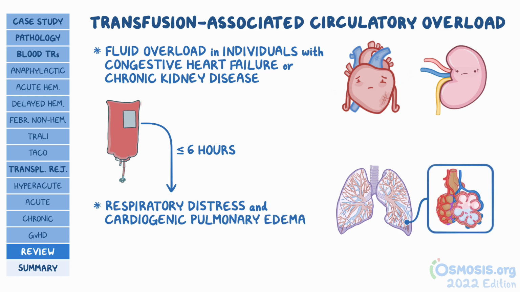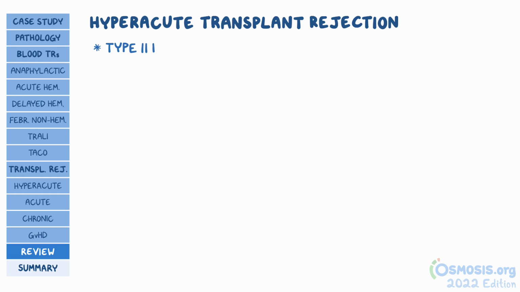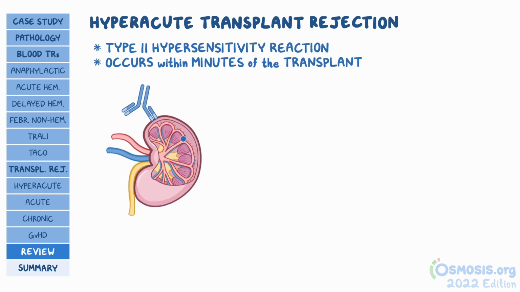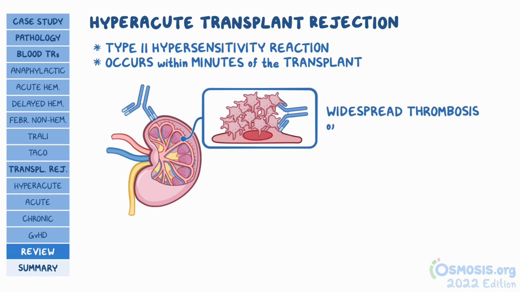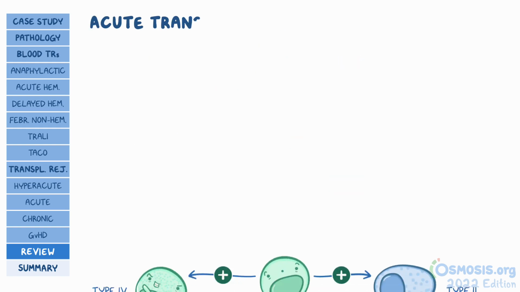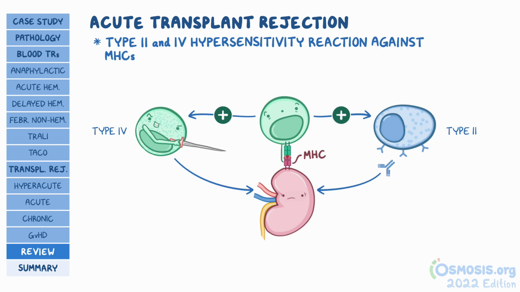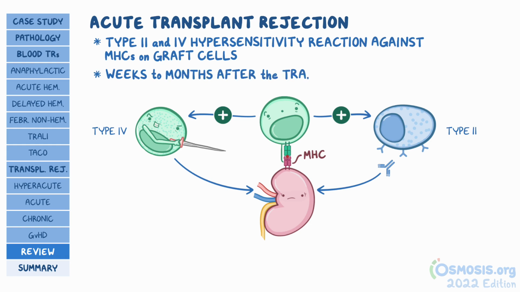Next, we have transplant rejection. Hyperacute transplant rejection is a type 2 hypersensitivity reaction that occurs within minutes of the transplant and results in widespread thrombosis in the graft's vessels, leading to ischemia and necrosis of the transplanted organ. Acute transplant rejection is a mixed type 2 and 4 hypersensitivity reaction against the MHCs on graft cells that usually starts within weeks to months after the transplant.